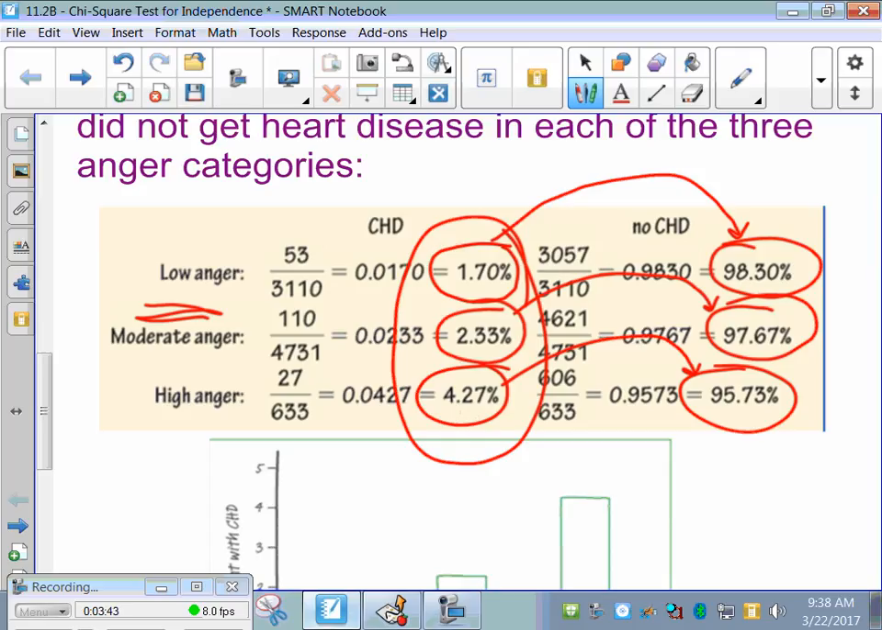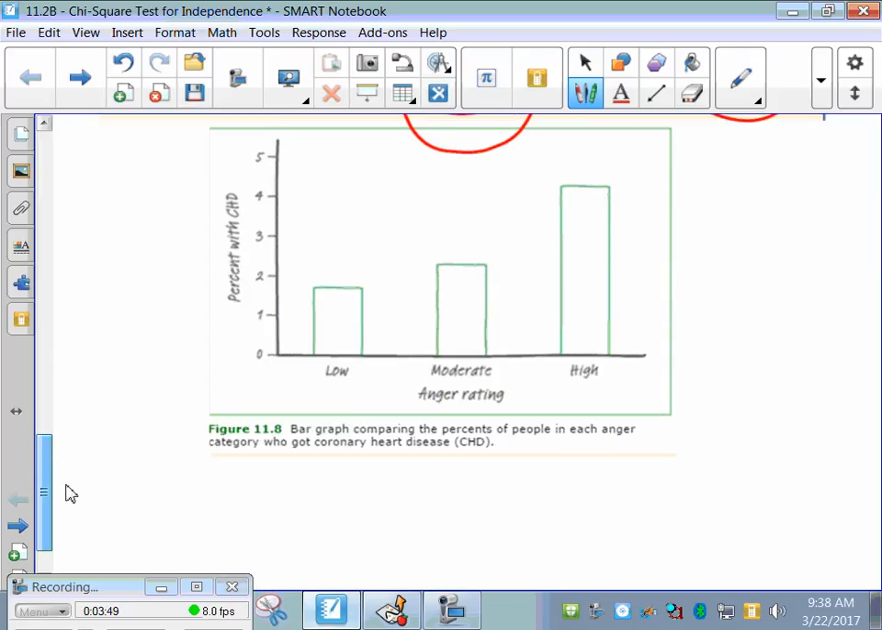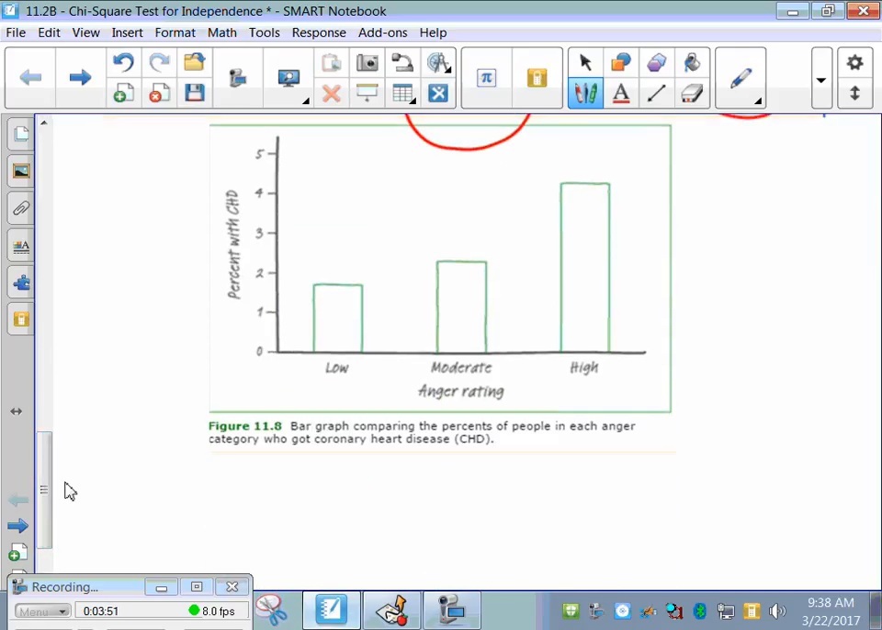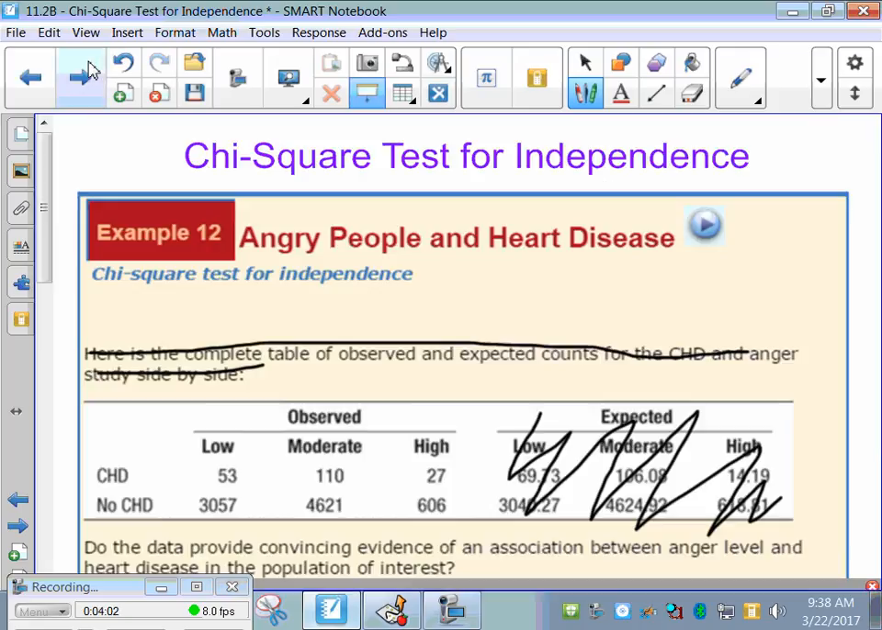A lot of times, you guys, the bar graphs are side by side, right? And you compare them side by side. But this one, we really only need the 1 since they add to 1 anyways. So we've got the low anger people, the moderate, and the high anger people. So it does appear that if you are a high anger person, you're going to maybe have some more heart disease problems, right? All right, let's go through the whole entire test.